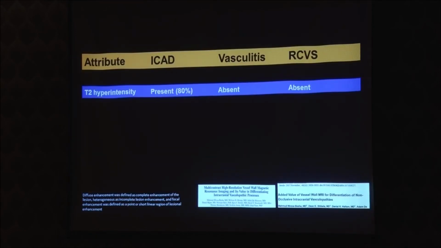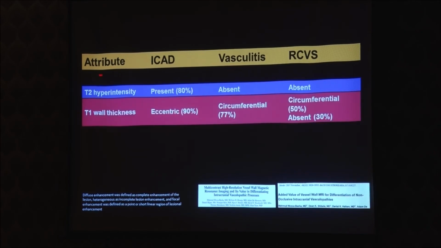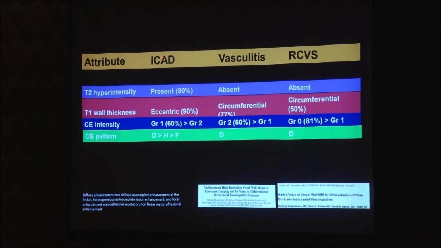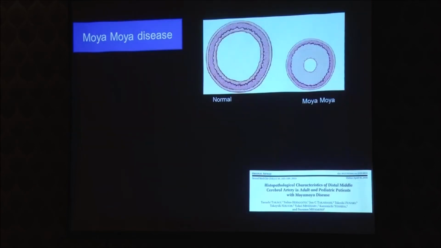So what are the differentiating features? We look at T2 hyperintensity. Usually in intracranial atherosclerotic disease, you will see it. In vasculitis and RCVS, it's absent. I discussed this. T1 wall thickness is eccentric in ICAD. Vasculitis, it's circumferential. RCVS is also circumferential. Contrast enhancement in ICAD is grade 1. It is less than the pituitary stalk. Commonly, vasculitis is grade 2, as much as the pituitary stalk. And the pattern of enhancement in ICAD is heterogeneous or focal, but usually in vasculitis and RCVS, it's diffuse. Usually in RCVS, we don't get it.